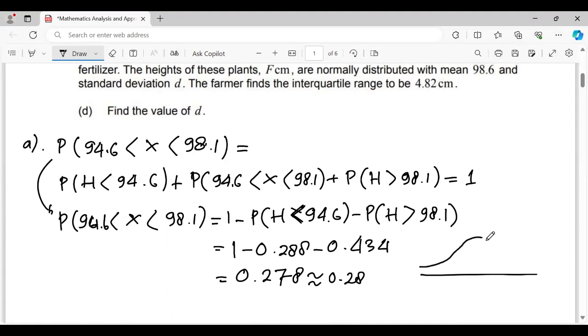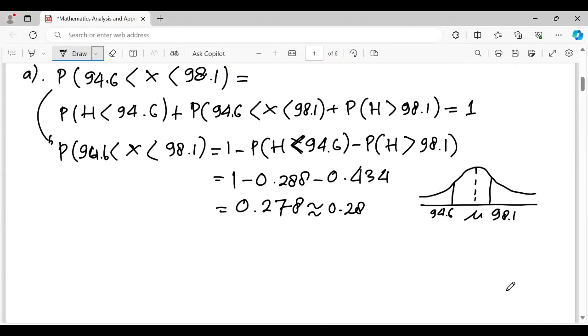If you sketch it on a normal curve like this, this is mu, and this is 94.6 and this one 98.1. Yeah. Now B.